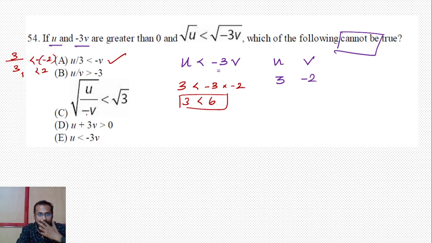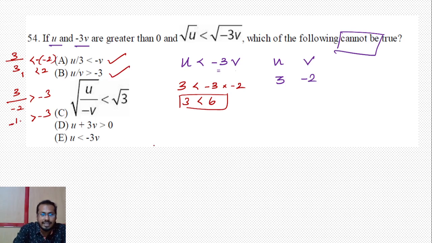Come to B, u divided by v. u is 3 and v is negative 2. 3 divided by 2 will be 1 point something, so with the sign it is negative 1 point something, and here it is negative 3. Which is greater? Negative 1 point something is greater. So option B is also correct.